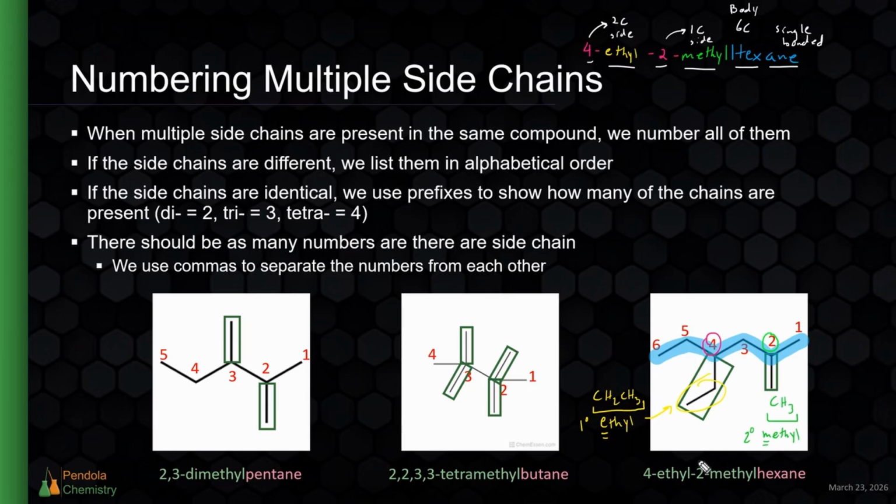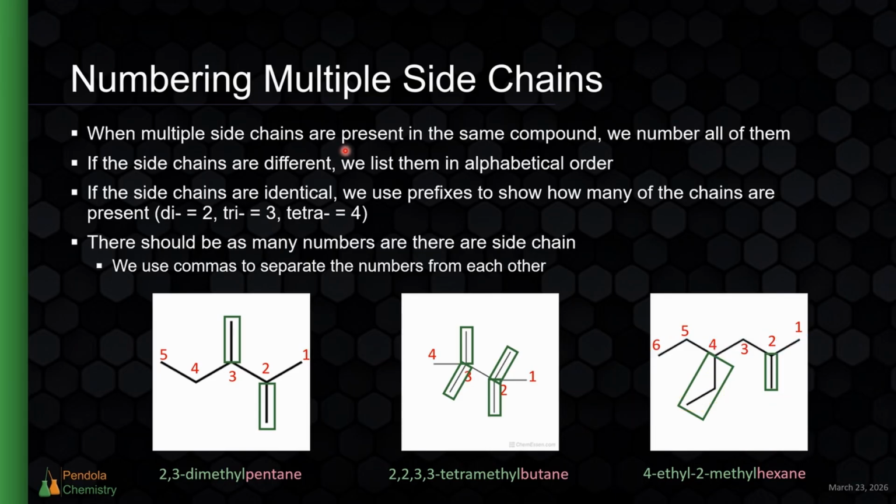Again, very important to remember. Letters are separated from numbers by hyphens. So notice how that 2 has hyphens on both sides because it has letters on both sides. Whereas the 4 only has a hyphen on the right side because there's no letter before it. All right. So that's how we name alkanes when we have multiple side chains. So let's keep track of all of that because you will be using this over and over again.